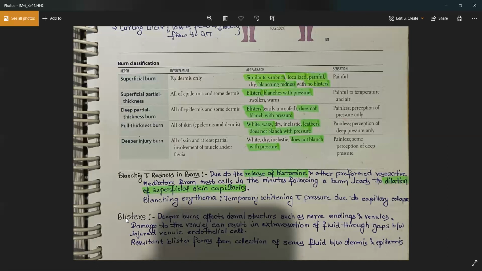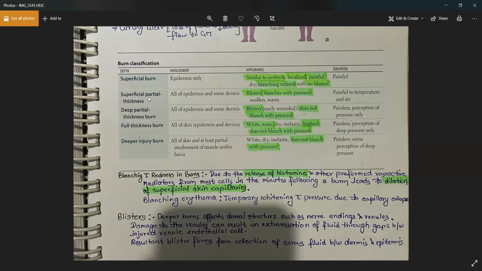Okay, then let's discuss the burn classification. First, you have the superficial burn, that involves the epidermis only, and because only the epidermis is involved and due to a release of histamine, you will get a very painful red blanching lesion. It can mimic sunburn also. Just like sunburn, you will get a very red, blanching lesion, and it is a very painful condition because all these nerves are still intact and you're having damage of the cells, right?